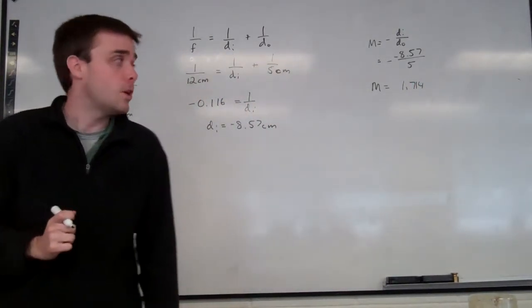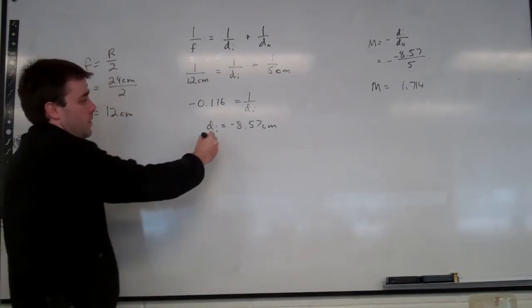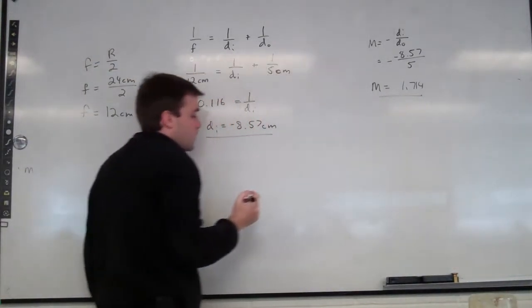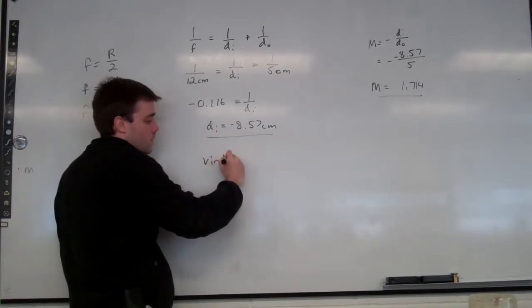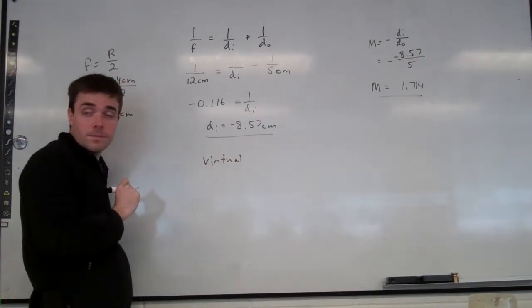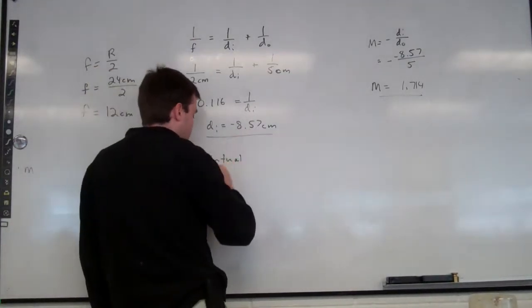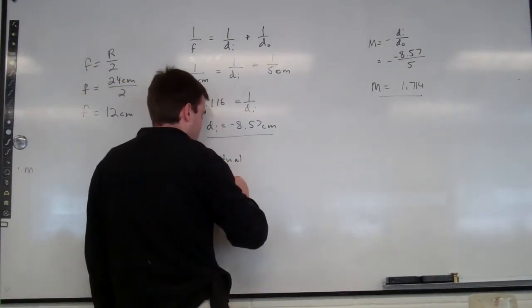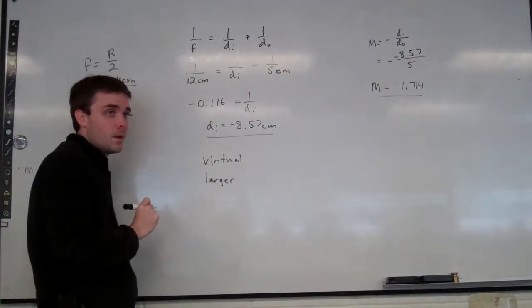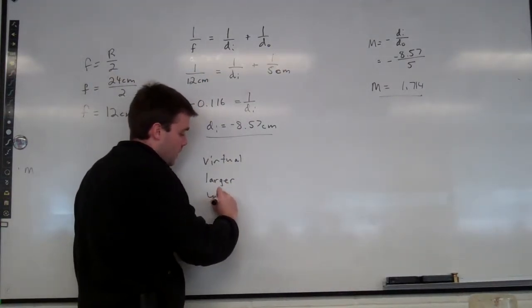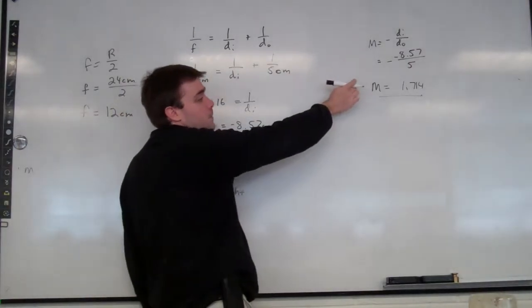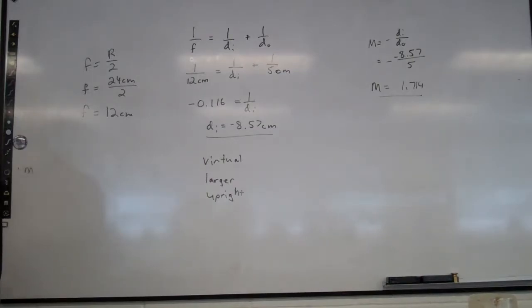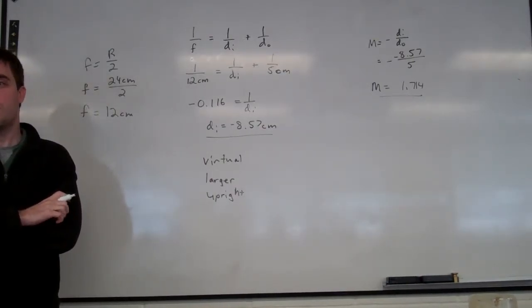Okay, so that's one answer, that's the other answer. So real or virtual? Larger or smaller? Larger because m is greater than 1. Inverted or upright? Upright because m is positive. If m is negative, then it's inverted. Any questions on this one?